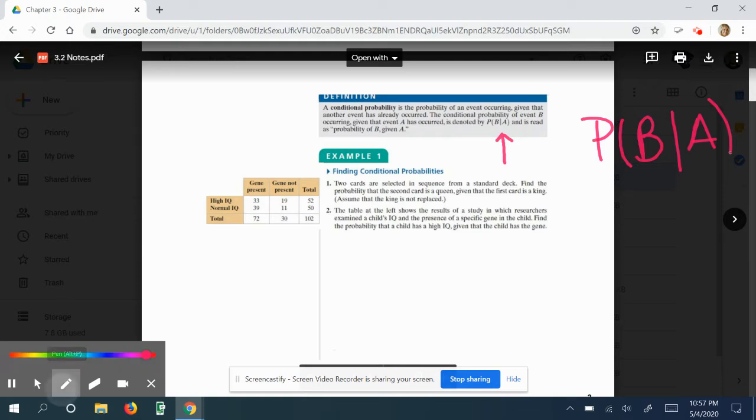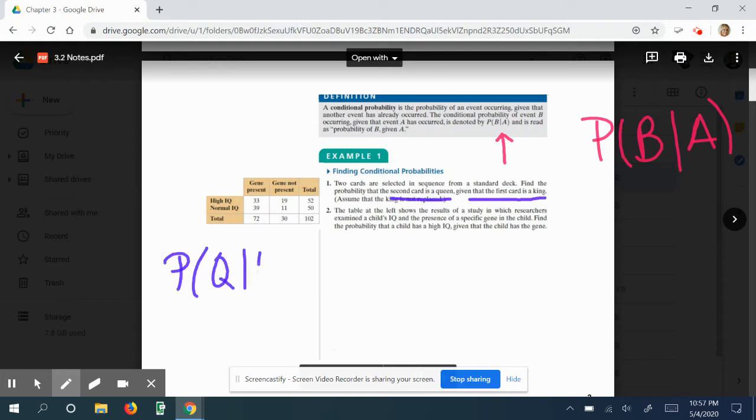So let's look at an example. Okay. So our first example, it says, two cards are selected in a sequence from a standard deck. Find the probability that the second card is a queen, given that the first card is a king. So we're going to say probability of a queen, given that a king is the first one. So we're actually going to kind of work backwards. So the first card is a king. And so there are 4 kings out of 52 total cards in the deck.